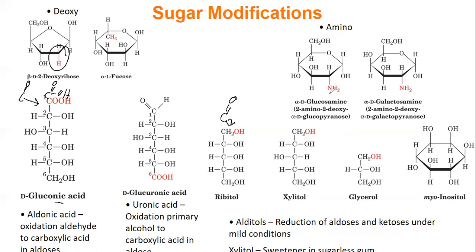And then up here, our last modification we're going to talk about is if you replace an OH group with an amino group, those are called amines. And so you take the name of your sugar and you just add amine to it. So this is glucoamine because it used to be glucose. And this is galactoamine because this used to be galactose. So those are some of the common sugar modifications that we see inside the cell.